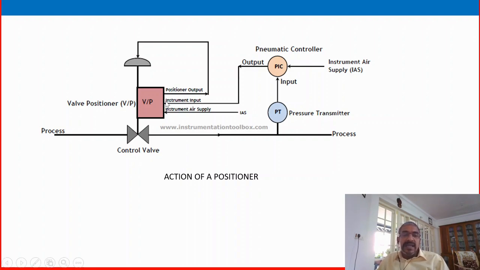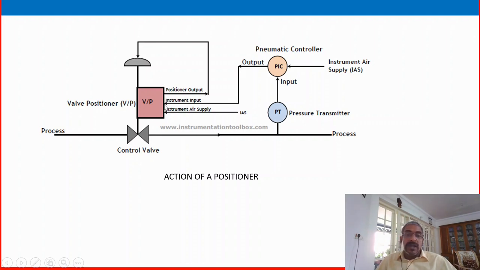But that signal strength is not sufficient to open the valve or close the valve. So that's why we are providing IAS, instrument air supply, compressed instrument air supply. This is a much greater pressure than the controller output signal. These signals discuss, meaning calibrate each other, and provide the required output signal from the positioner to the diaphragm or the actuator to meet the requirement of the valve stem to open or close. So, clear on that one.